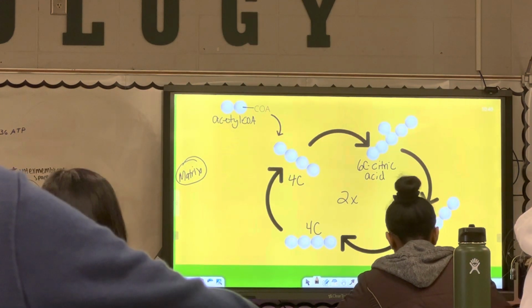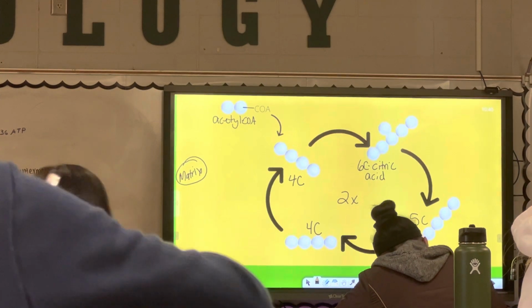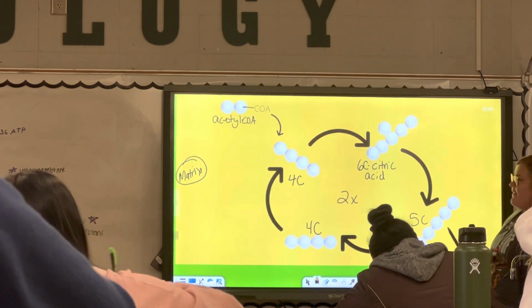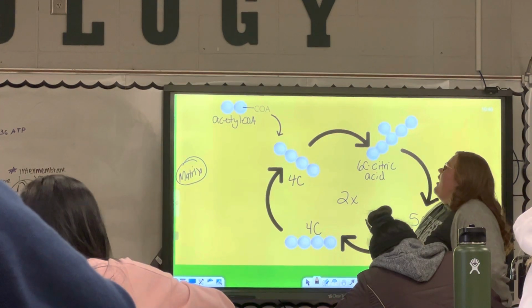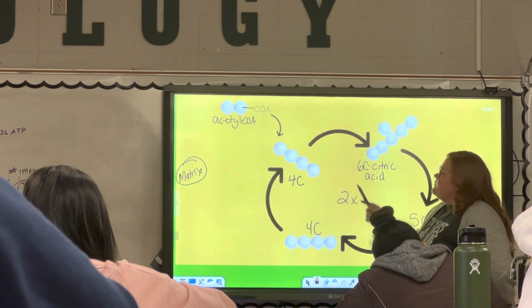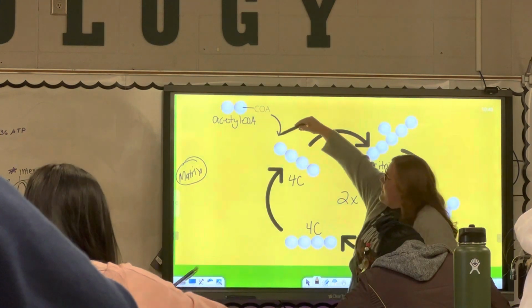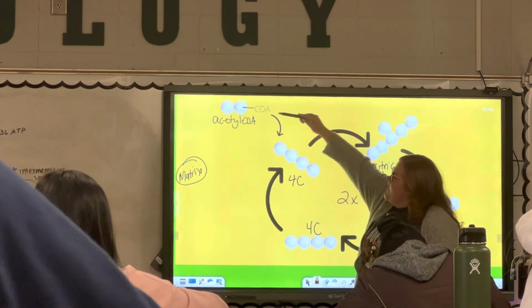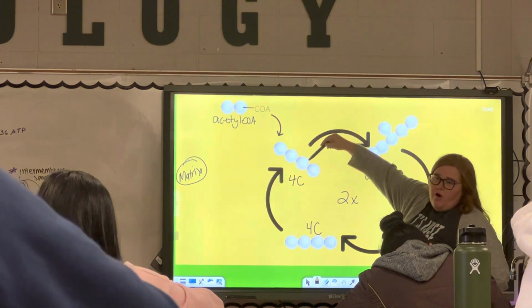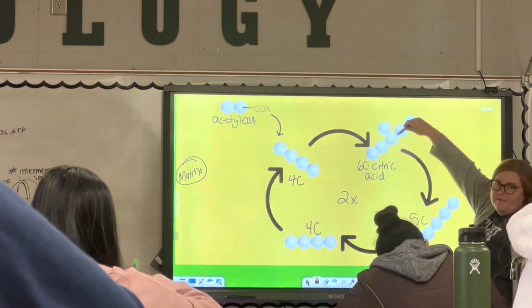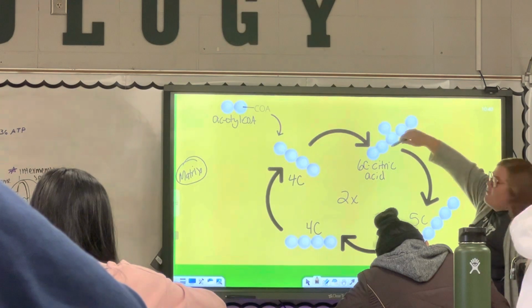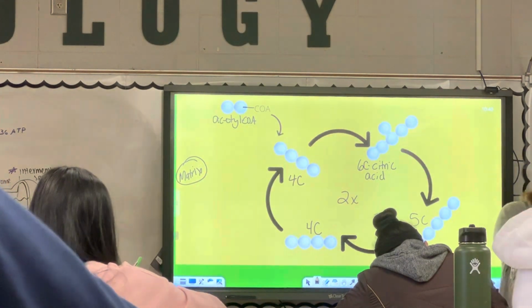What are all the arrows? CoA is gonna drag it in, and the acetyl is going to bond to the 4 carbon. 2 plus 4 gives us 6. So that's how we get this 6 carbon citric acid. We're just joining the 2.